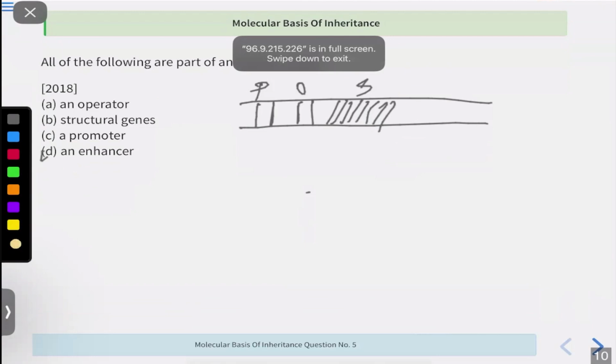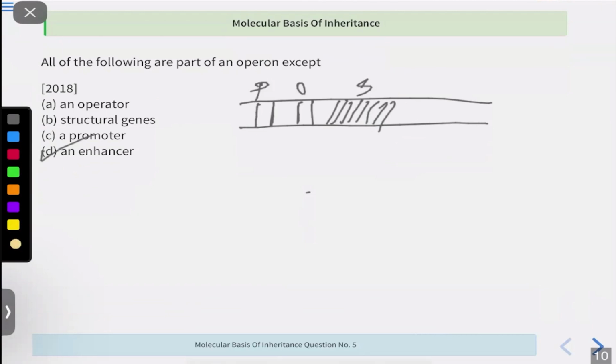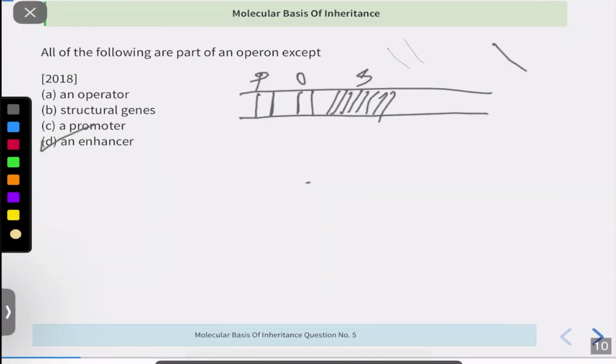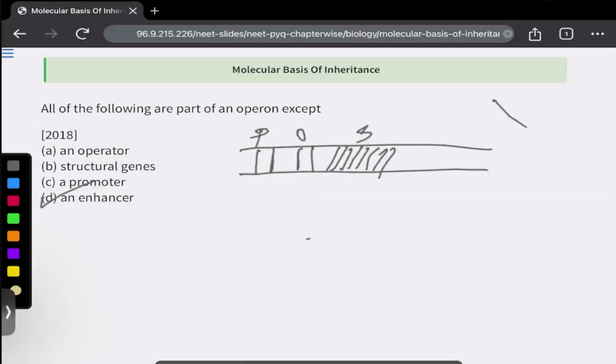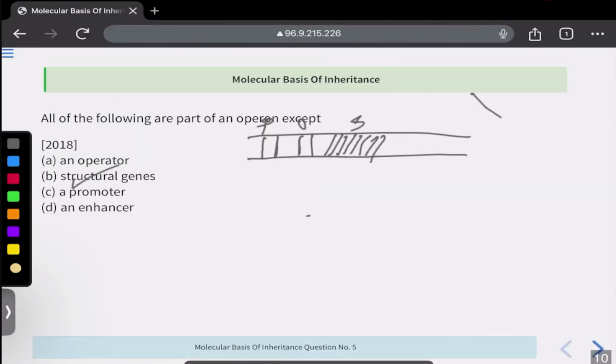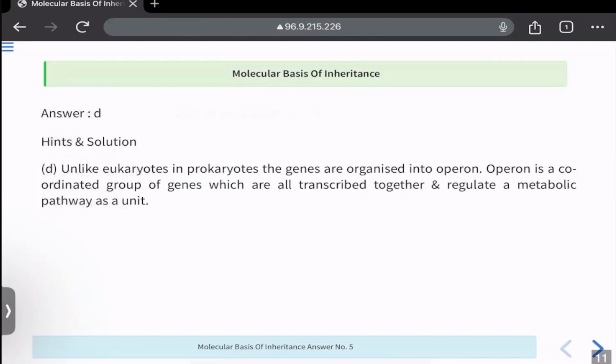But the enhancer is what can be outside of the operon. Enhancer can be outside the operon. So option number D can be your answer. Okay, so the answer will be option number D.